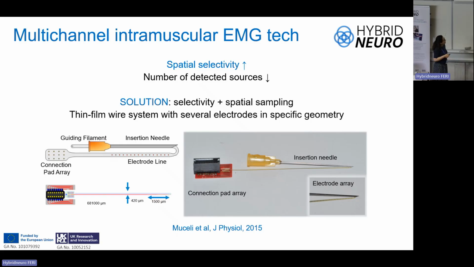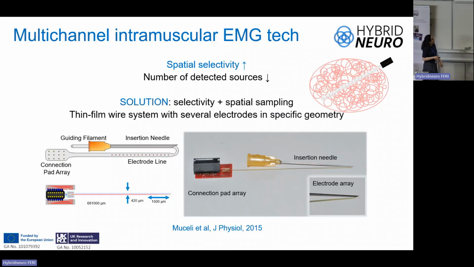These 16 electrodes are in this wire and are inserted into the muscle with a cannula, as with a conventional intramuscular EMG. Once the electrode is inserted, we remove the cannula and the wire stays inside for recordings. If we design this electrode properly, we can record signals from the whole cross-section of the muscle, so we can detect the activity of more units.